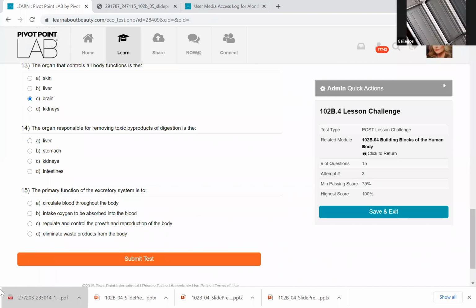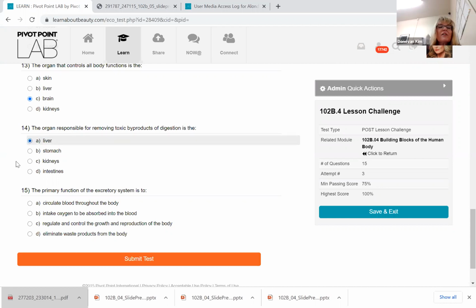All right, Julian. Responsible for removing toxic byproducts of digestion is... Oh, that is your intestines. Sure. Nope. Your stomach. Sure. Nope. Your liver. Okay. It's going to be your liver, or your kidneys.